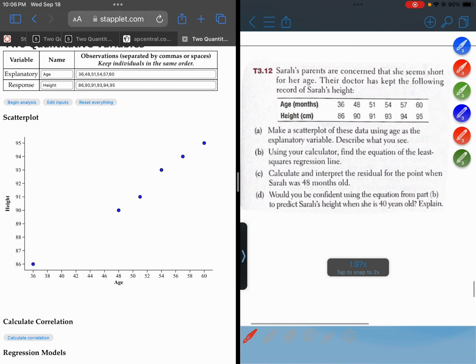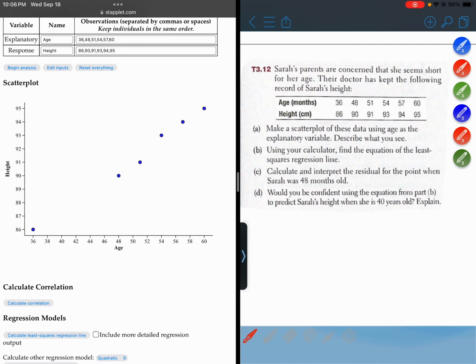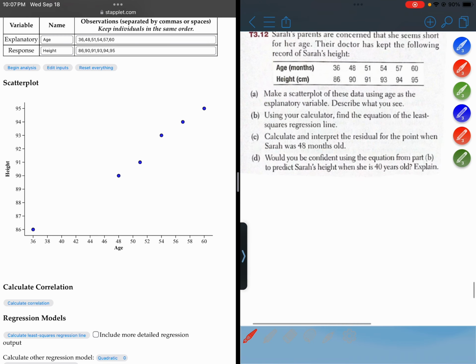Okay, there we go. All right, so make a scatter plot of these data, which we've done here in Desmos, and then describe what we see. I'm noticing a pretty strong positive linear relationship between Sarah's age and her height. I notice that there is an unusual point at 36, 86. Even though that point follows the trend, it's a pretty big gap between when that measurement was taken and when all the other measurements were taken. So let's go ahead and record that down.